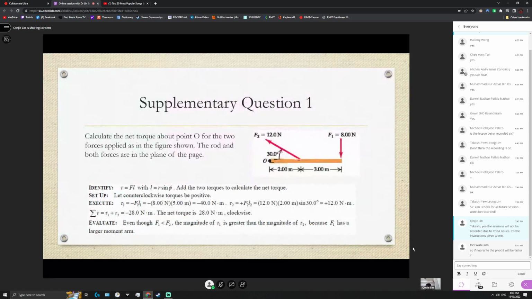Okay, so let's go through two of the supplementary questions before we talk a bit about the assignment. Here we are, super ahead of time.